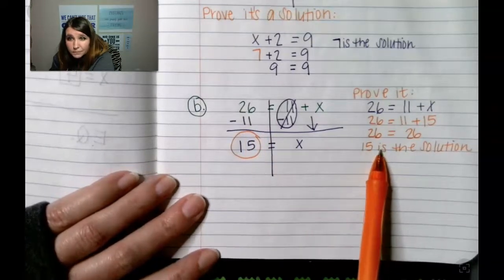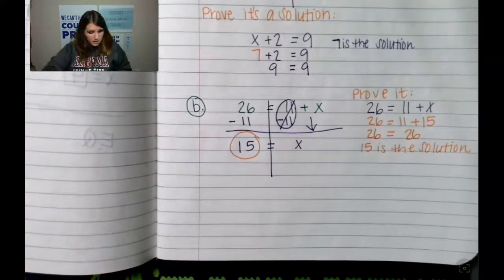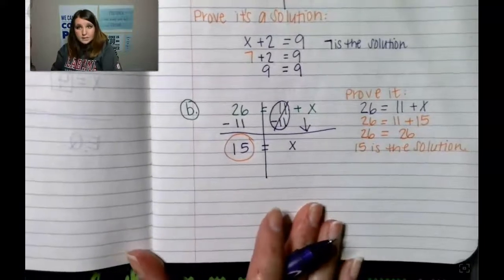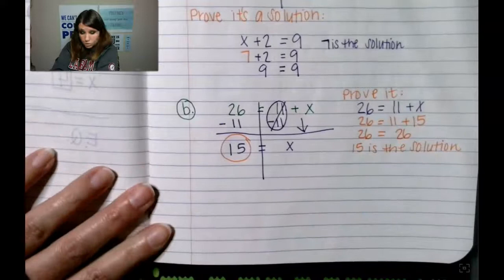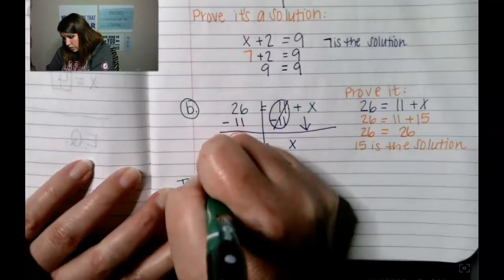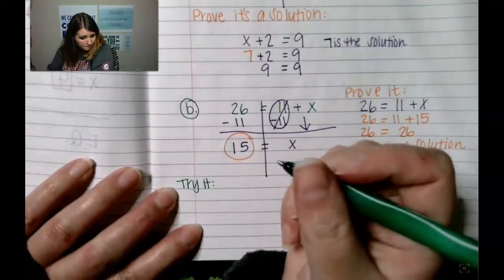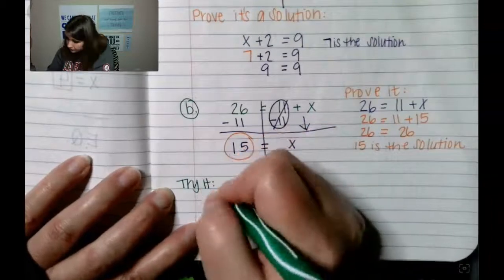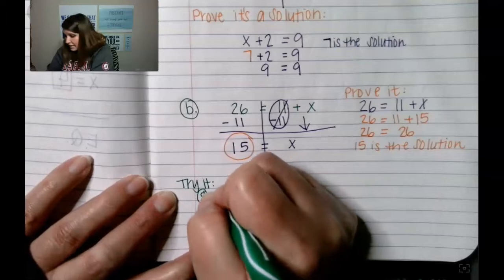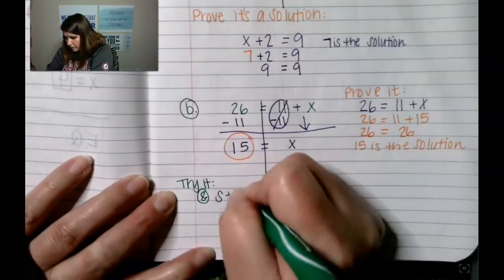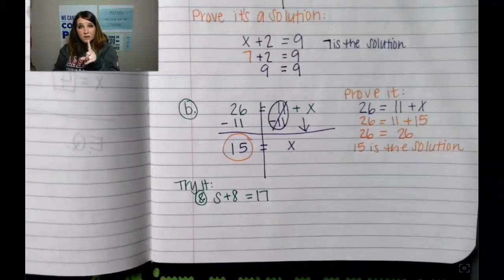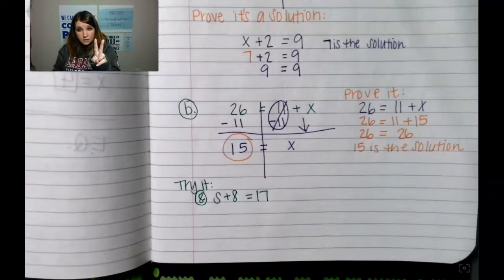Always prove it. Okay. I want you to do 2 try-its right now. 2 try-its? Yes, 2 try-its. This is really important that you do 2 try-its. Okay, and you need to prove it. All right, this is try-it number 8. I know that's weird. It says s plus 8 equals 17. I want you to isolate the variable and check for a solution.